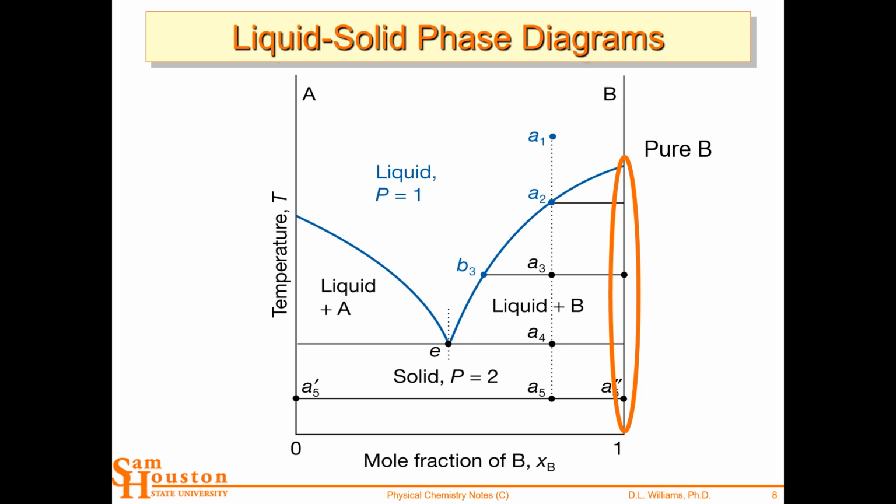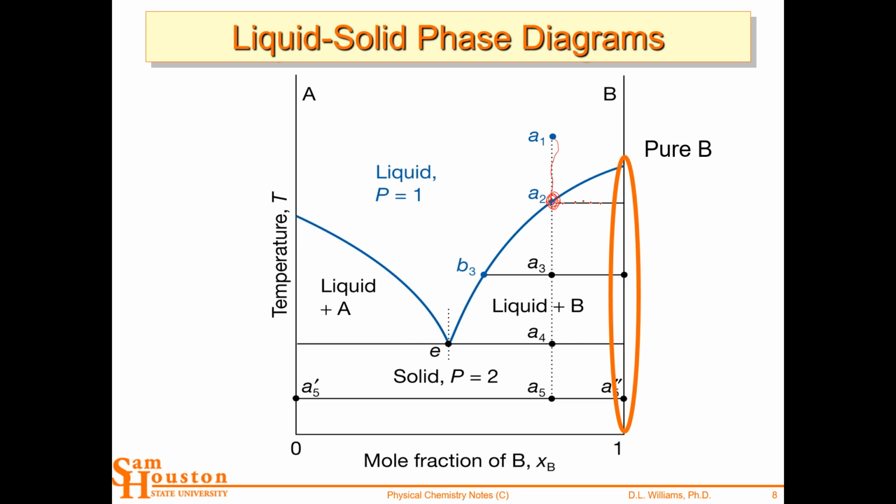So here we are at A1, with mole fraction of B on the x-axis and temperature on the y-axis. We're cooling this down, and we get to A2. What starts to happen? We have this tie line here. This is the lever rule line, okay? We call it a tie line.